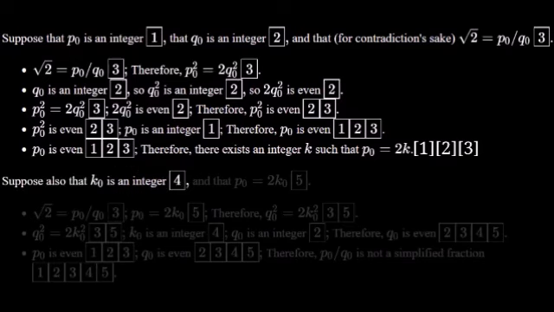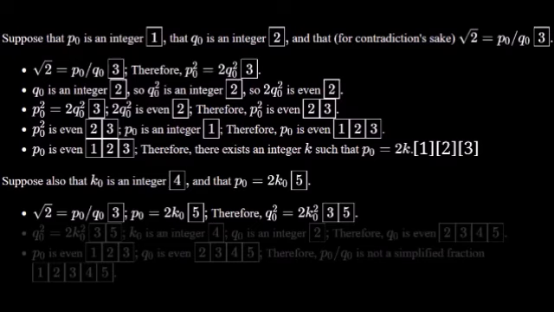Okay, so let's suppose that k0 is an integer, which we're going to carry with tag 4, and then we're going to suppose that p0 is twice k0, which will give tag 5. Now recall that the square root of 2 is equal to p0 divided by q0. That was our hypothesis tagged 3. And now we also supposed that p0 is equal to 2k0, which is hypothesis tagged 5.